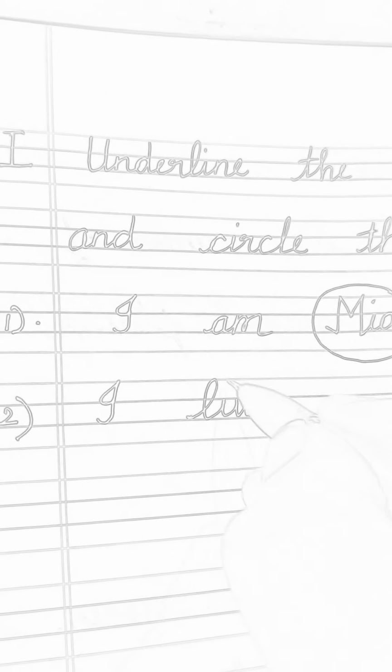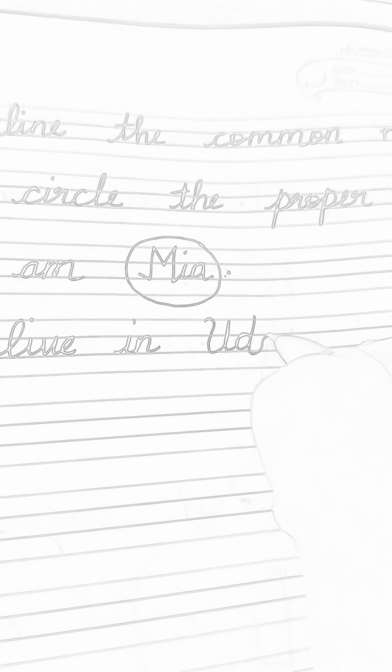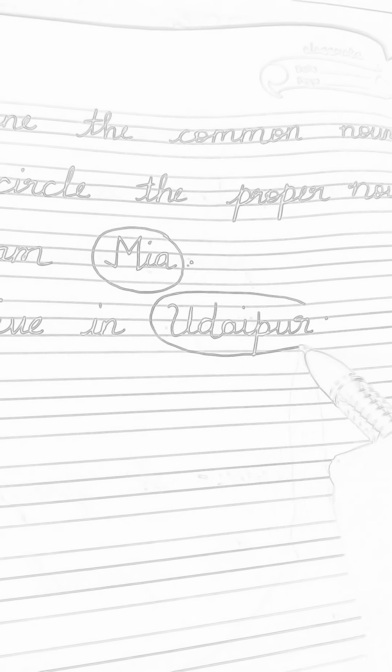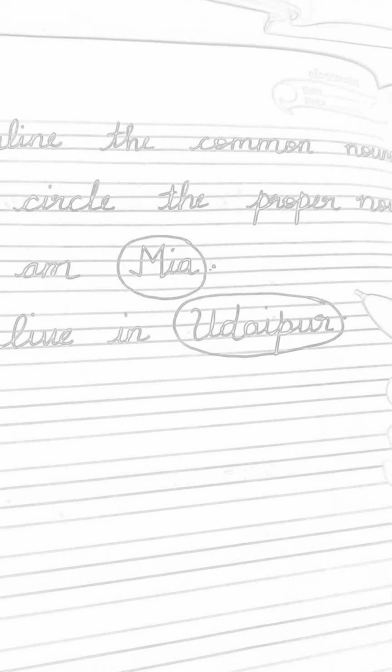Next sentence. I live in Udaipur. Full stop. Udaipur is a special name given to a city. So Udaipur is a proper noun. Okay. And I will also say I live in Udaipur city. So what is city? City is a common noun. So we will underline it. Next sentence.